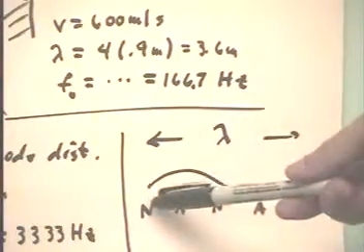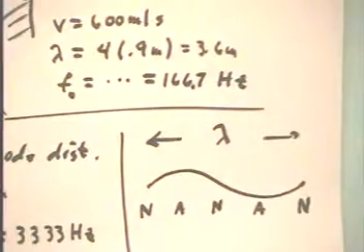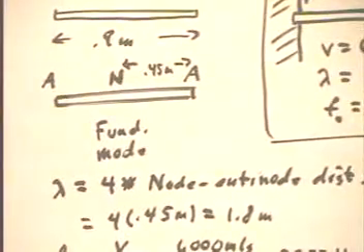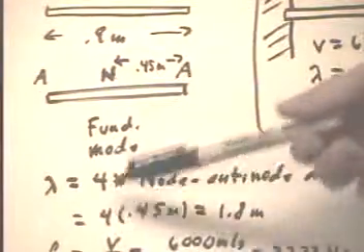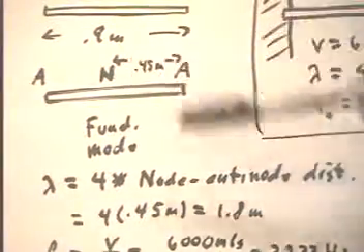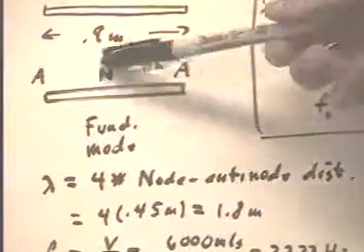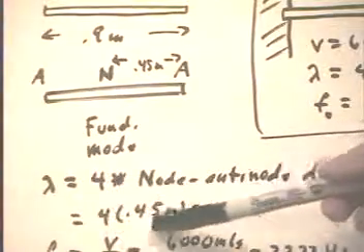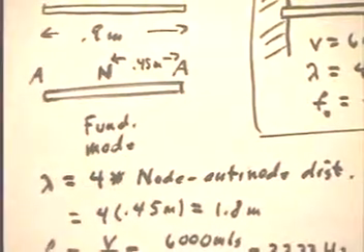Now, this wavelength consists of 1, 2, 3, 4 node-antinode distances. So the wavelength is 4 times the distance between a node and an antinode. Since there's 2 node-antinode pairs in the 0.9 meter length, the difference between node and antinode is 0.45 meters. Okay, so the wavelength is 4 times that, or 1.8 meters, from which we can easily determine the frequency.